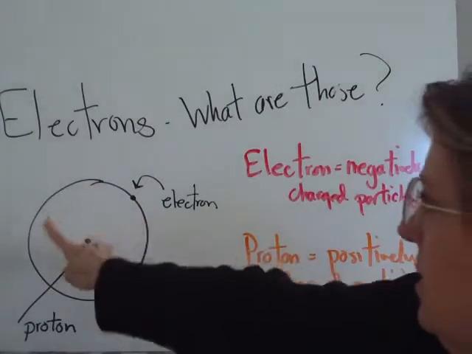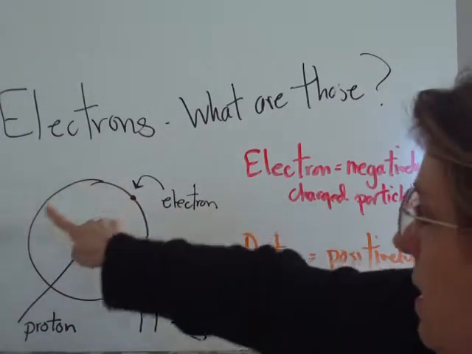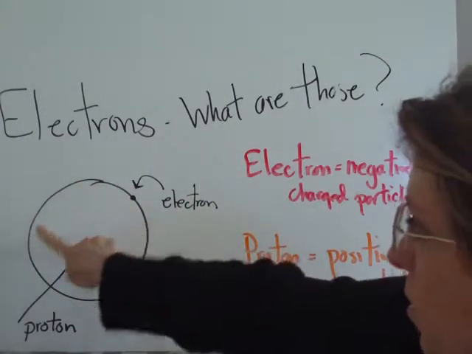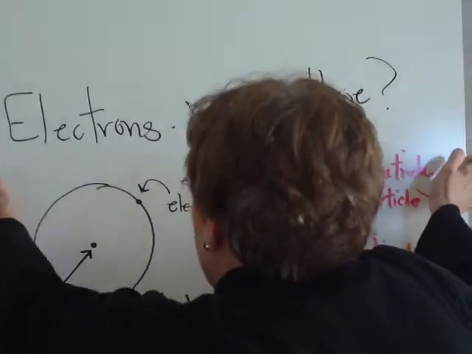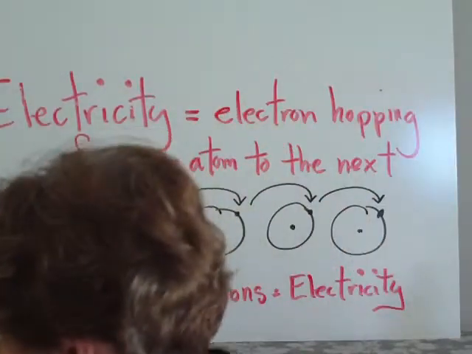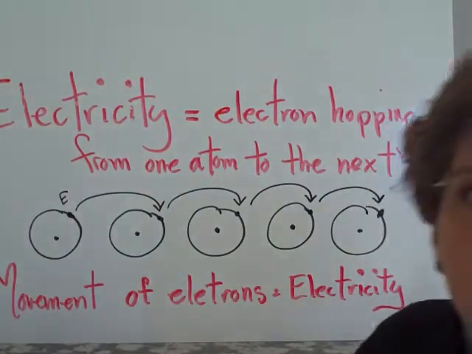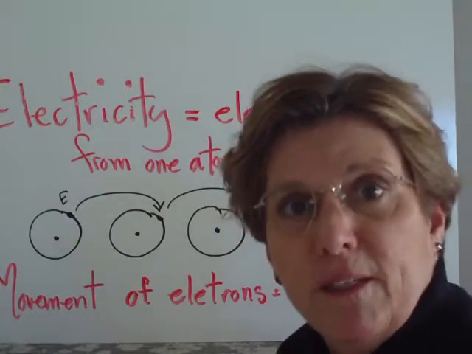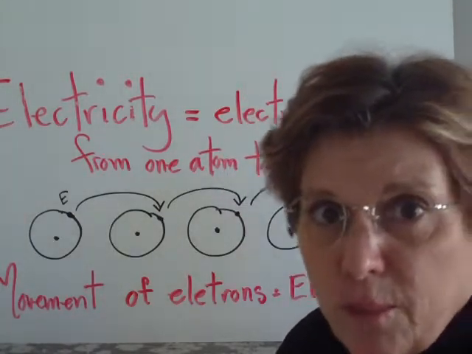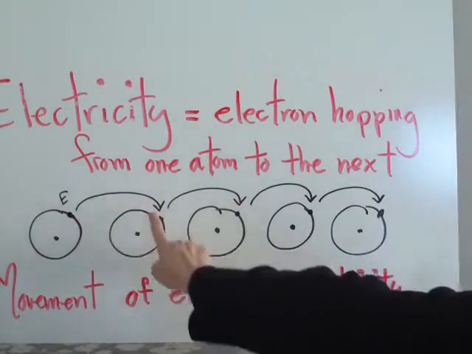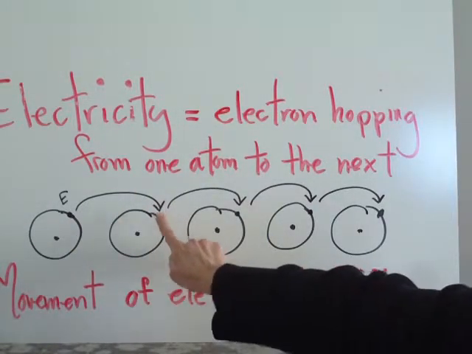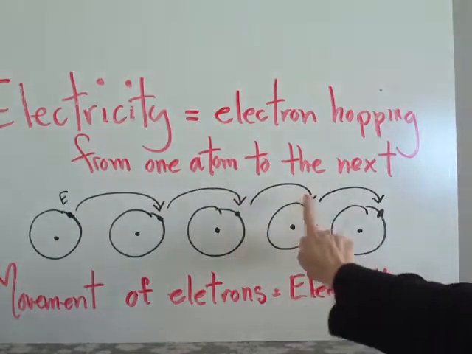So the electron travels on the outside of the atom, having an orbit around the proton. So, electricity. Electricity is the movement of these electrons. Electrons will jump from atom to atom to atom. Here we have our electron jumping to this hydrogen atom. We have it jumping again, jumping again, jumping again.